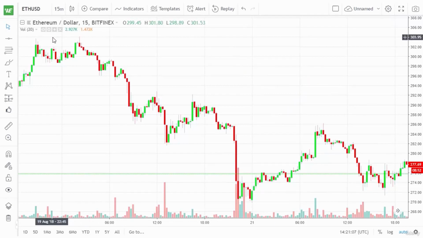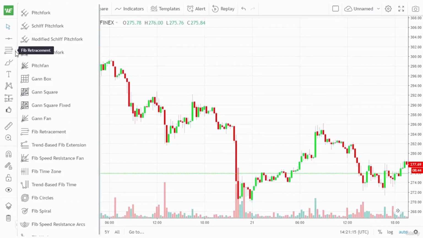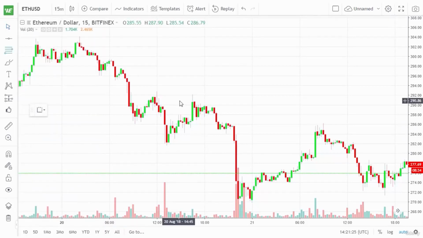If you go to the second menu, click on the arrow. This is the pitchfork menu, but it also has many other things, as you can see. You click on Fib retracement, that's short for Fibonacci retracement, and then you have the indicator active.